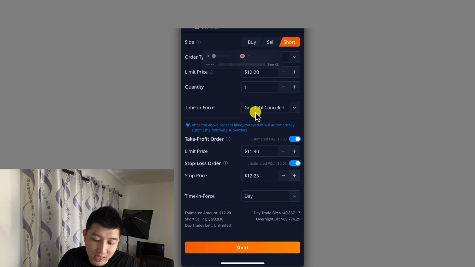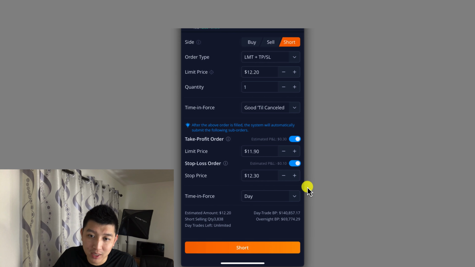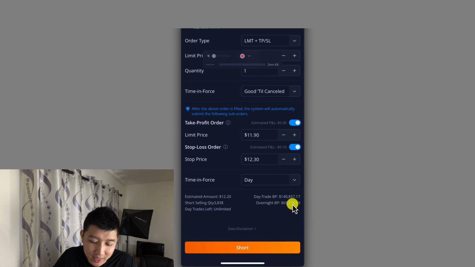I'm going to set it at 12.30. So in a case where good news comes out and the stock decides to jump up or skyrocket, I'm only going to lose about 10 cents on this one, since I'd be buying back at 12.30. For time in force, you just put day and then start shorting.